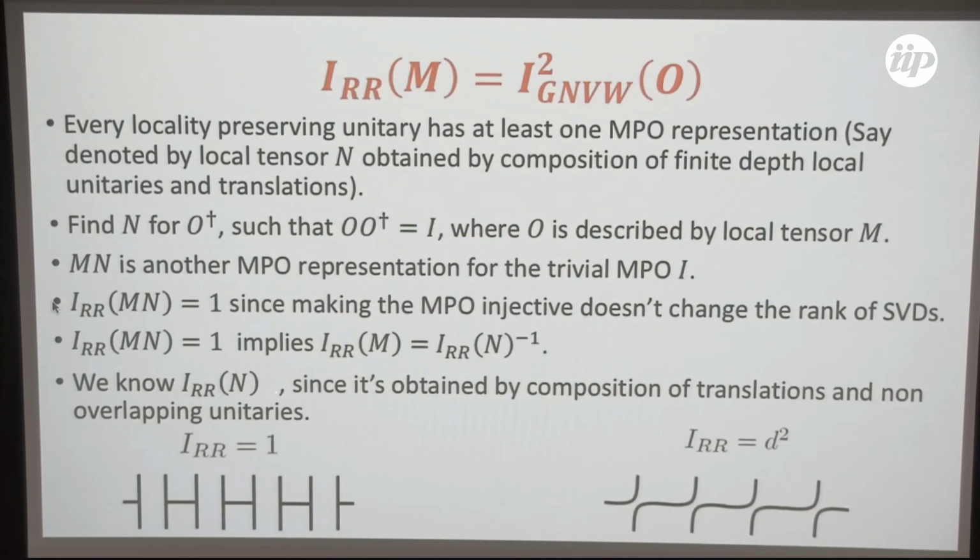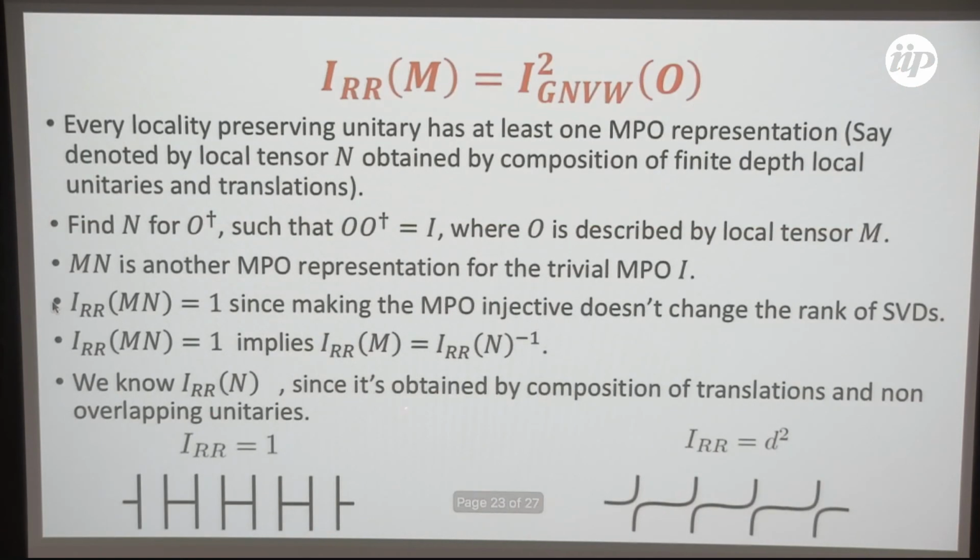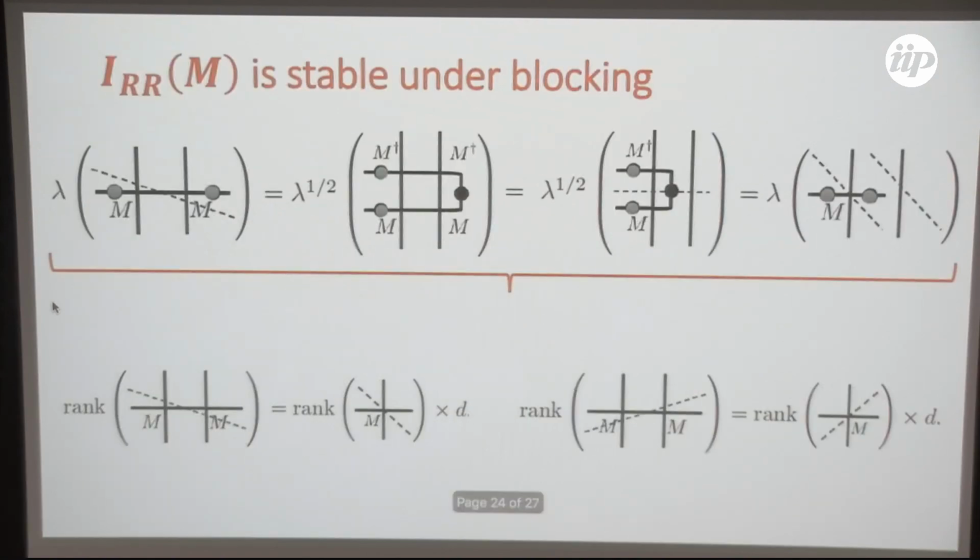So what we proved here is that with the rank ratio index, we have the homomorphism property. But we also wanted to show that it's equal to the square root of the GNVW index. And that's also what we do in the paper. So you guys should go back because I'm out of time.